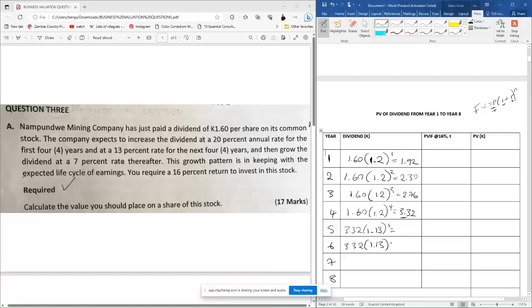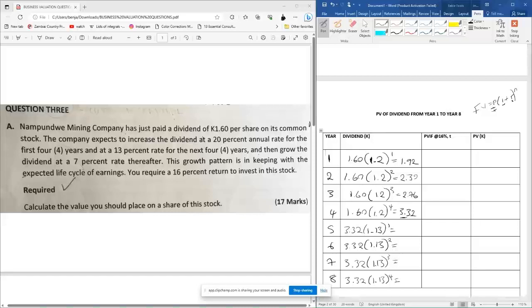1 kwacha 13 ngwe, or 1.13 to the power 2, and then 3 kwacha 32 ngwe multiplied by 1.13 to the power 3, and then 3 kwacha 32 ngwe multiplied by 1.13 to the power 4 equals. Alright, so let's find our dividends that are growing at a rate of 13%.